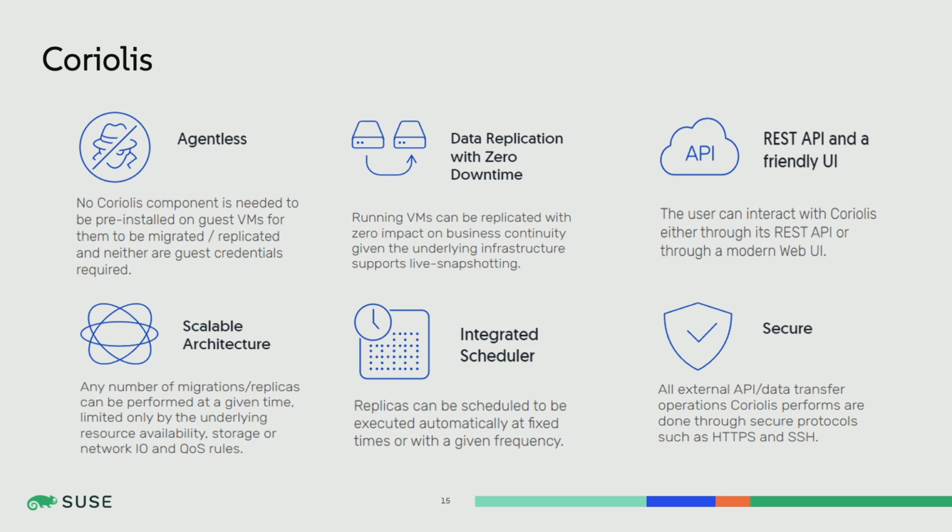REST API and a friendly UI. So we take into account both DevOps requirements. You know, in the DevOps world, you want to automate everything, right? You want to use whatever source of automation you might have. And we want this to be integrated as easy as possible also with Coriolis as well.